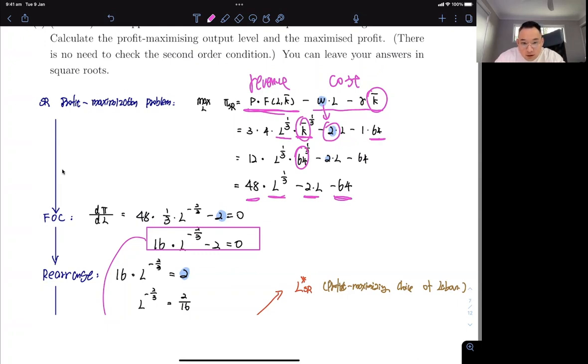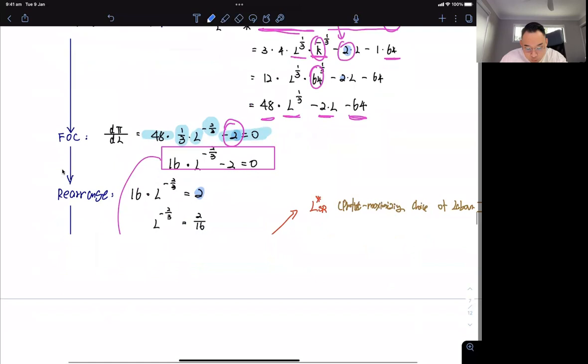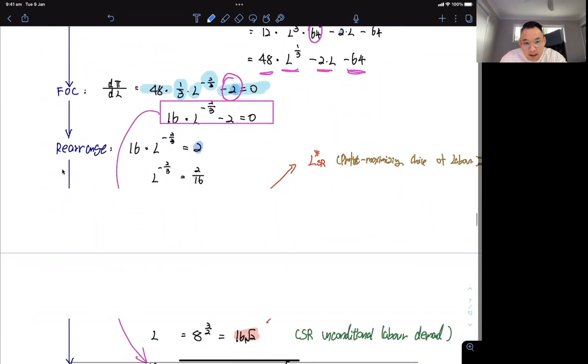By taking the first order condition of 48 times 1/3 times L to the power of 1/3 minus 2L minus 64, and setting it equal to 0, we get 48 times 1/3 times L to the power of minus 2/3 minus 2 equals 0. Again, now the difference is this minus 2 instead of minus 1. So what we got is 16 times L to the power of minus 2/3 minus 2 equals 0. By rearranging this, we have 16 times L to the power of minus 2/3 equals 2.